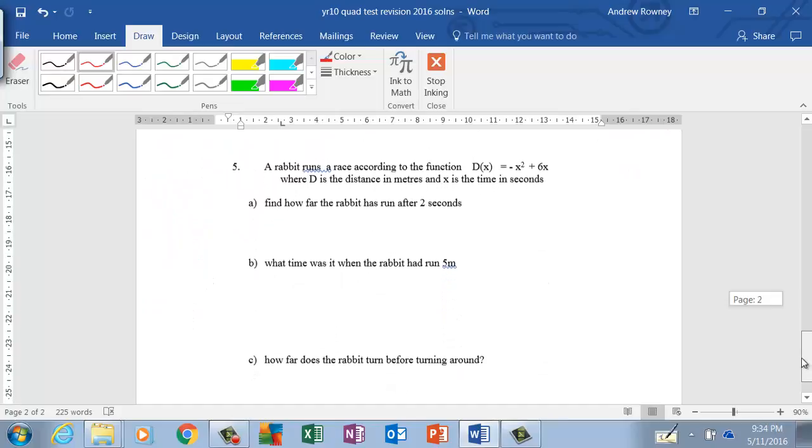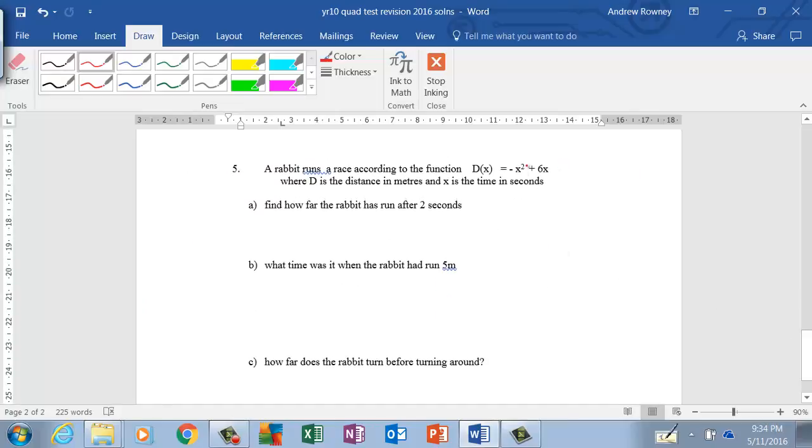Okay, question 5 is a rabbit race. There is the quadratic sitting there. How far has the rabbit run after 2 seconds? Right, that is an x value. X is really the time. So we do d of 2. That's equal to minus 2 squared plus 6 times 2. We replace x with 2. So that's minus 4 plus 12. And so we get 8. So it's 8 meters after 2 seconds.